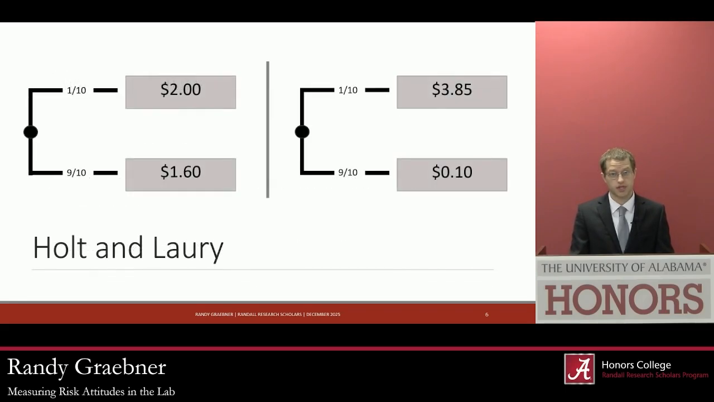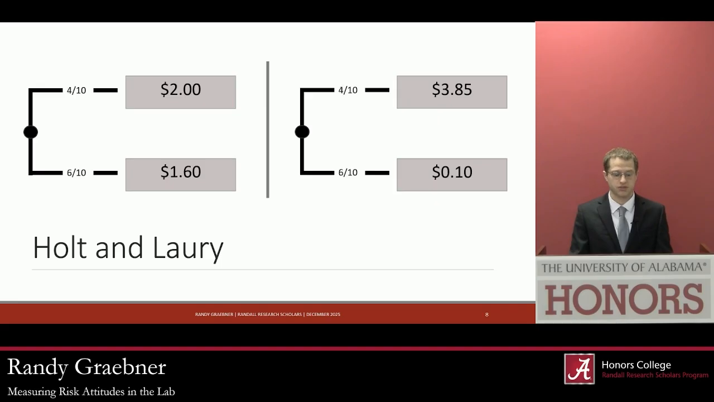The basic example is two lotteries, one on the left and one on the right, as we have here. You have a 10% chance of winning $2 or a 90% chance of winning $1.60. You also could have the option instead to have a 10% chance of winning $3.85 or a 90% chance of winning 10 cents. Most people in this case will choose the one on the left because of the higher expected value. However, we will change those probabilities to an 80% and 20% chance. And while the one on the right may be more appealing than it was earlier, most people will still choose the lottery on the left.